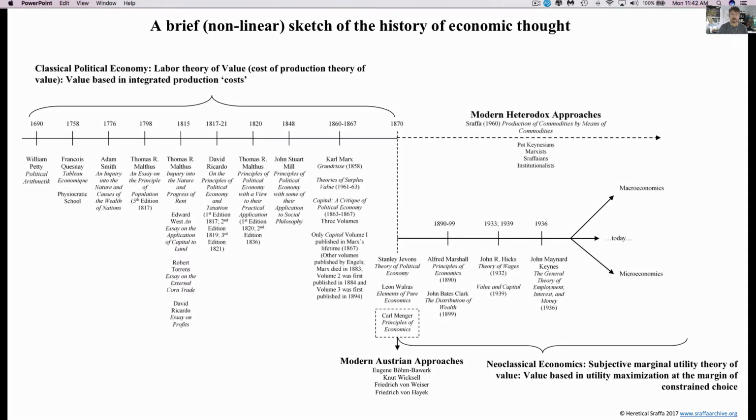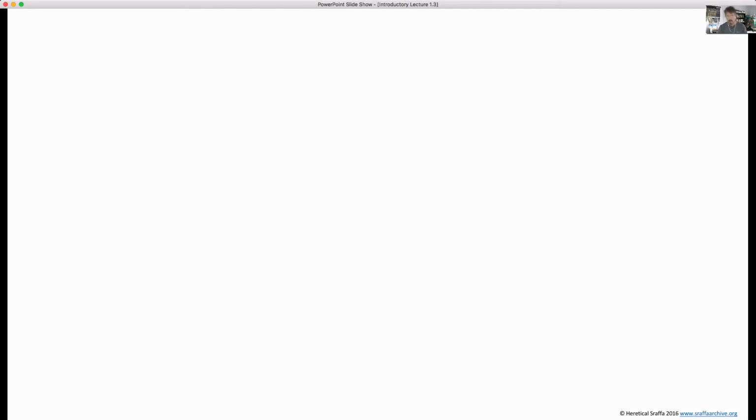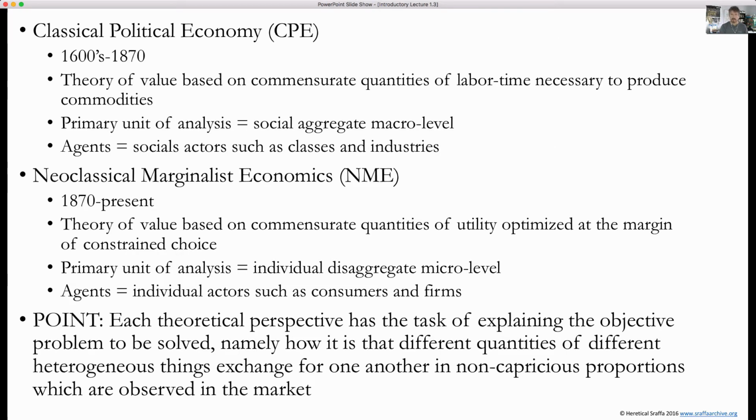Let me set the slideshow up here. We looked at the question of the theory of value and distribution from the two different perspectives of classical political economy and neoclassical marginal economics. We recall that the classical theory is based on commensurate labor time it takes to produce, so the focus is on production. Neoclassical talks about value being based on commensurate quantities of exchange and consumption.